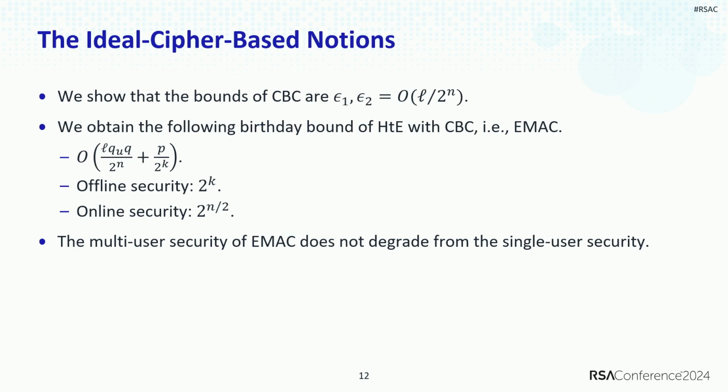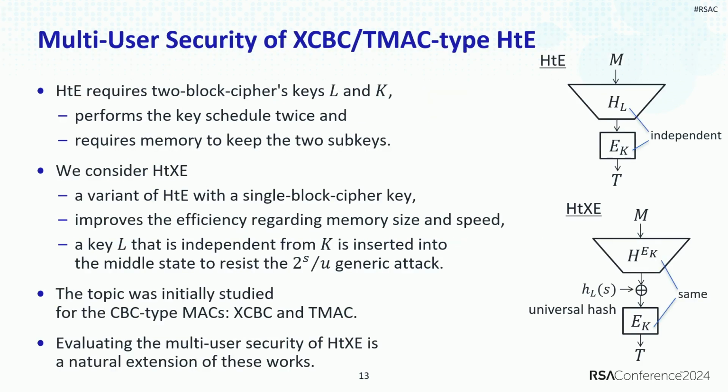Regarding the CBC hash function, we show this security bound, and by using this bound, we obtain this security bound of HCBC, that is EMAC. This bound shows that the offline security is k bits and the online security is half of n bits. So this bound shows that the multi-user security of EMAC does not degrade from the single-user security.